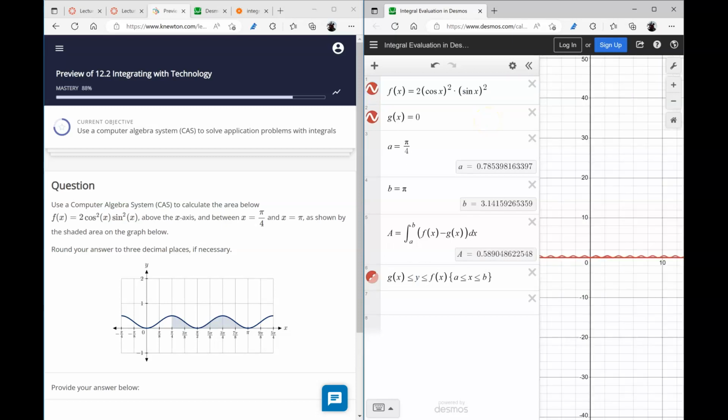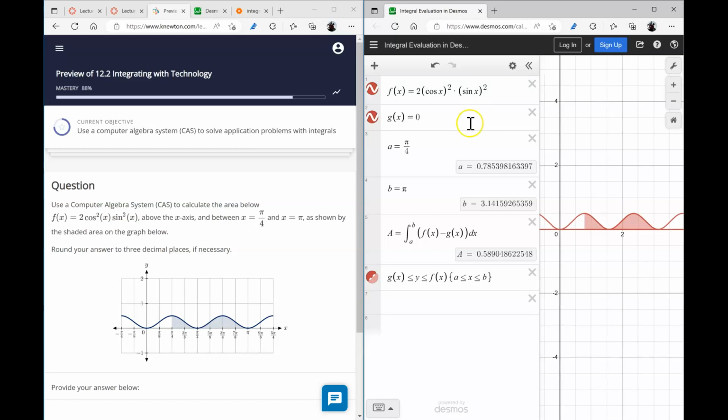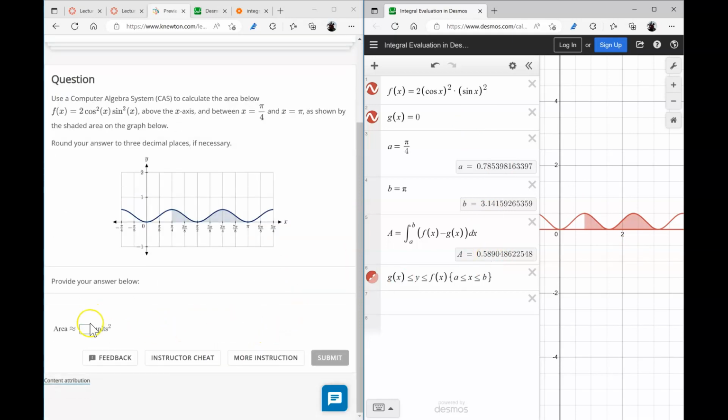and this is the problem from pi over 4 to pi. And here's the answer, right? So it's just 0.589.